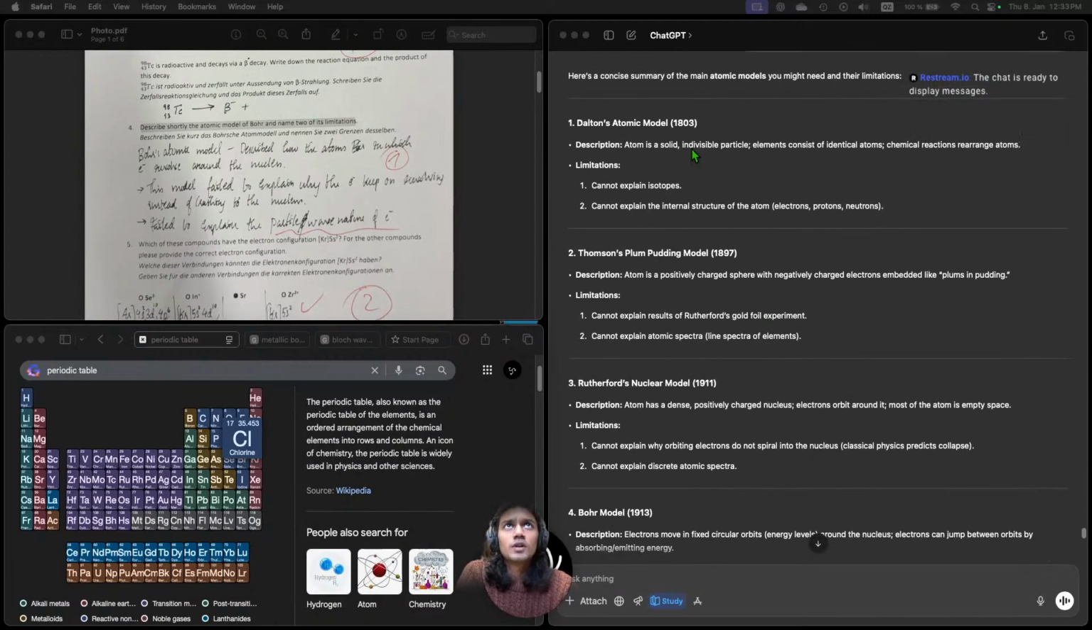Description: Atom is a solid, indivisible particle. Elements consist of identical atoms. Chemical reactions rearrange atoms. Cannot explain isotopes.